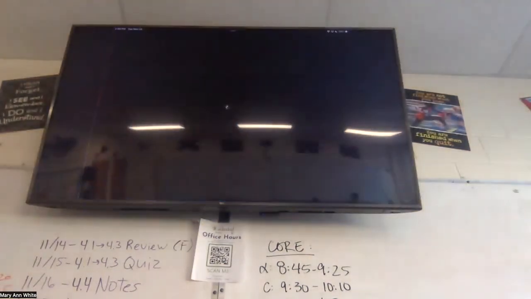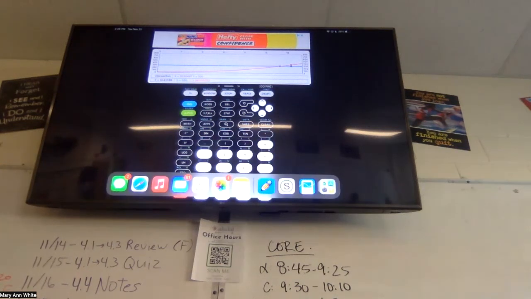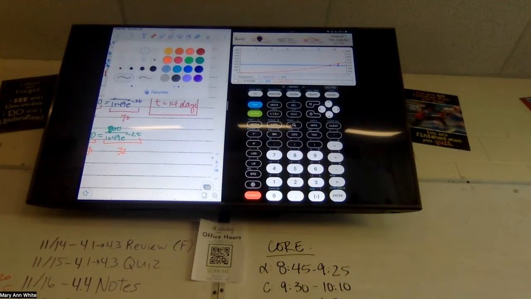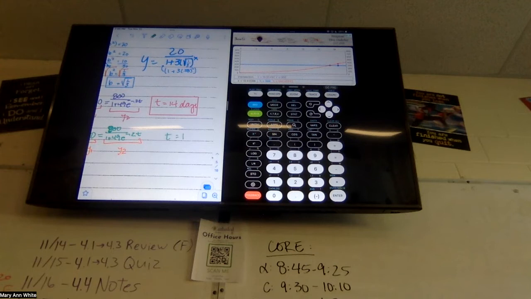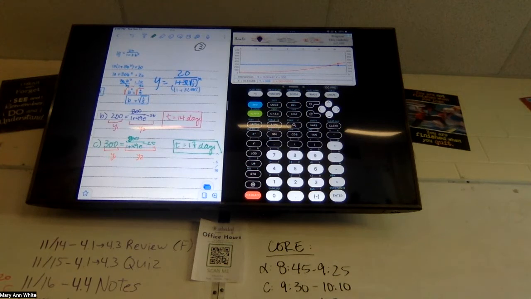Every 5 minutes, it just decides to quit out on me. Second trace intersect. Left bound, right bound. Where are you? So this is 16.9, which I'm going to round to 17. So T equals 17 days. So it took a long time to go from 16 students to 200 students, but it took a lot shorter time to go from 200 to 300 students.